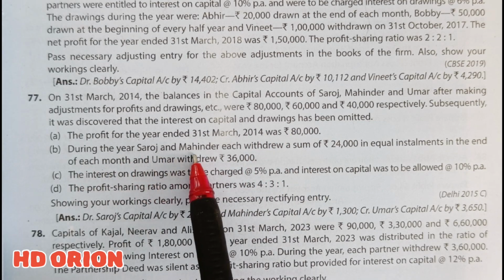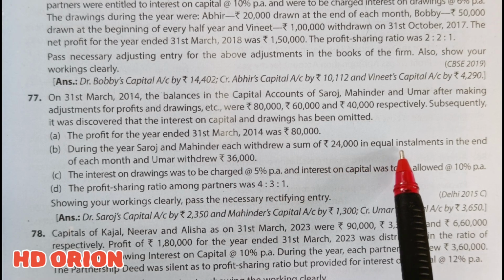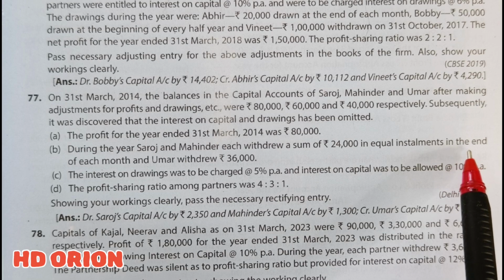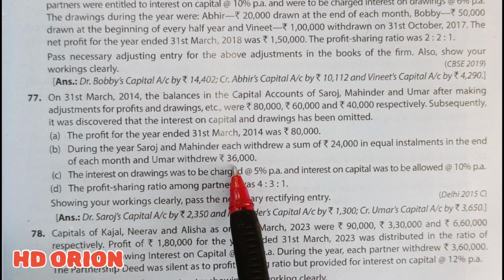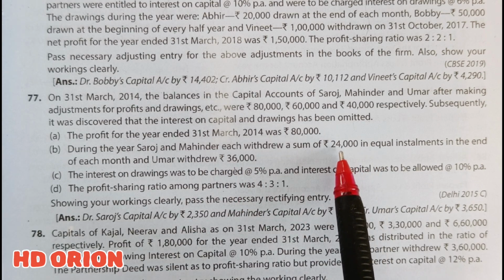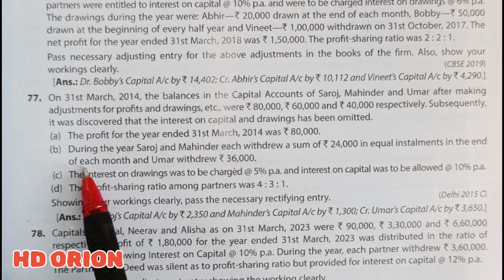During the year, Saroj and Mahinder each withdrew a sum of rupees 24,000 in equal installments at the end of each month, and Umar withdrew rupees 36,000. So here 2,000 rupees per month they have withdrawn. The first two partners, Saroj and Mahinder, 2,000 rupees for 12 months makes it 24,000, and that also at the end of each month. It means the average period is 5.5 months. Same like question number 76.